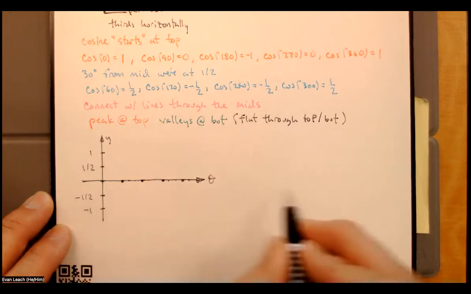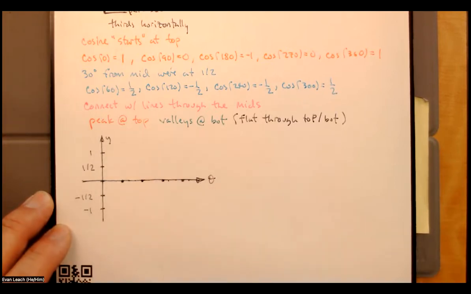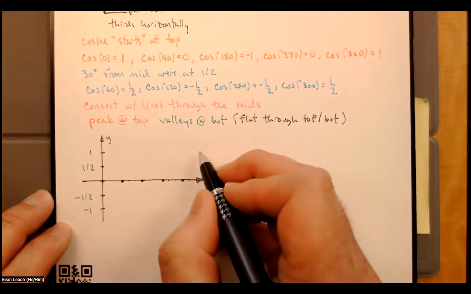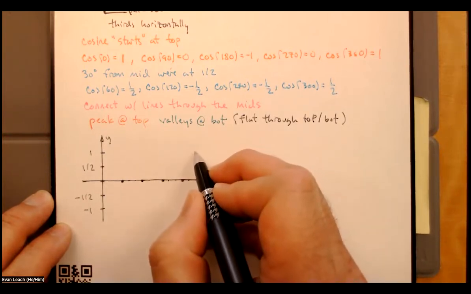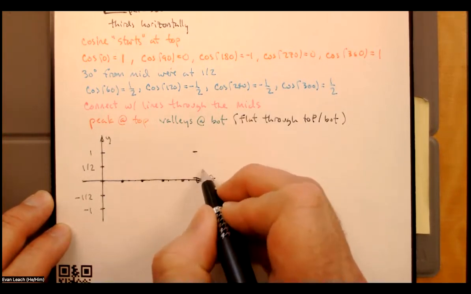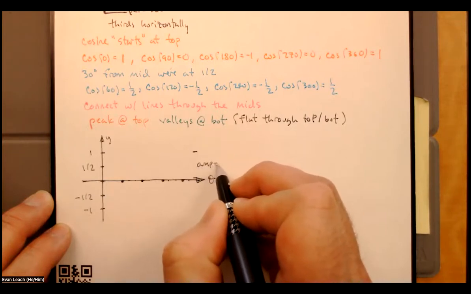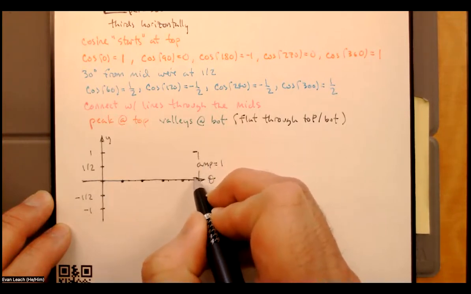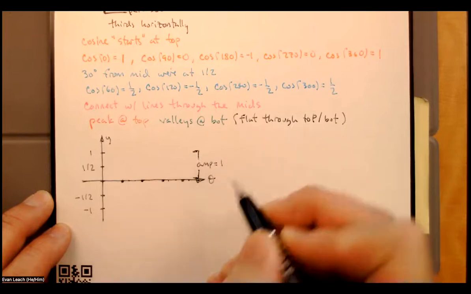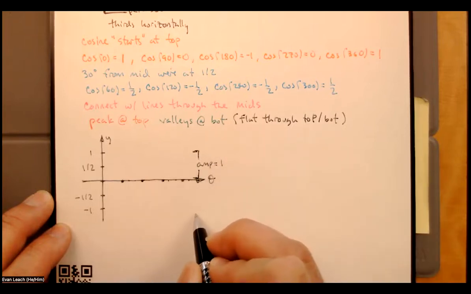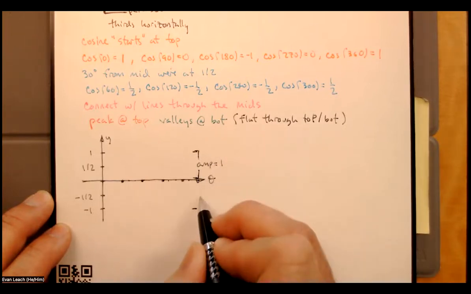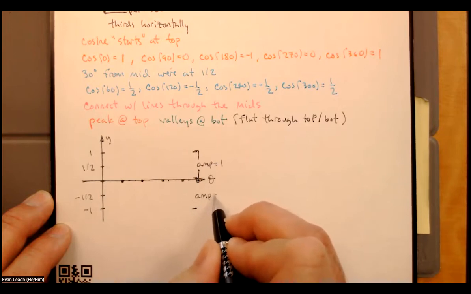So theta is getting stretched out along the horizontal axis. We're still going to have our amplitude up here of 1. And our amplitude also at the bottom, from the middle to the bottom, of 1.